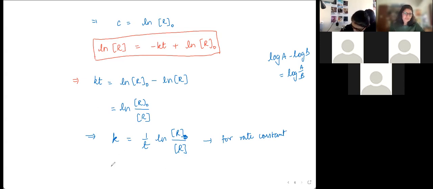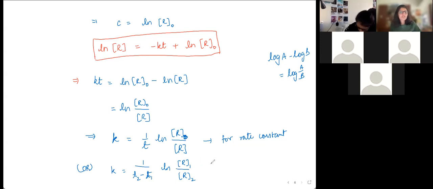I'll give you an alternate expression also. k equal to, suppose you don't know the values at time t equal to 0, you just know them at 2 random times, then it will simply be 1 by t2 minus t1, ln of r1 by r2. Which formula or expression you use purely depends on what information you have at that point of time. That's it. Both are derived from the same thing.